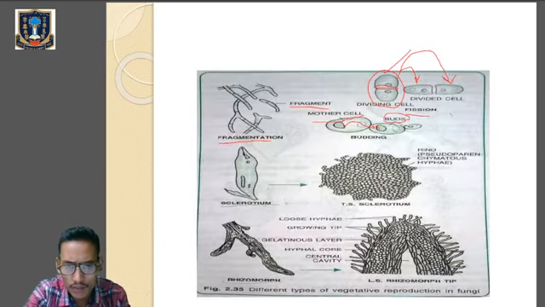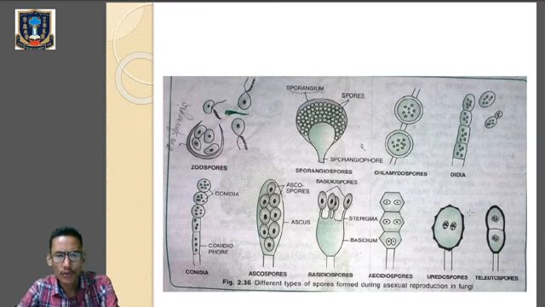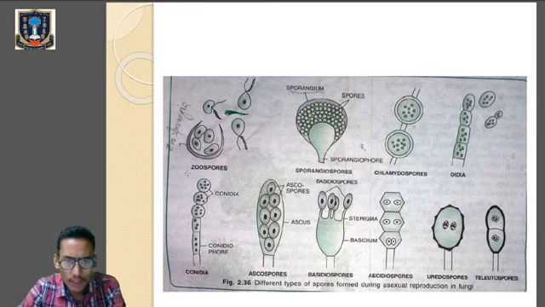So let's check out the different types of spores. You can see the first one, the zoospores. These are called zoosporangia. I've written it over here. These are called zoosporangia.